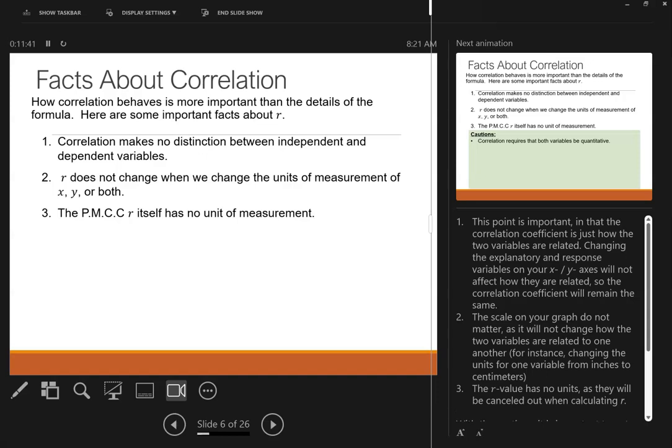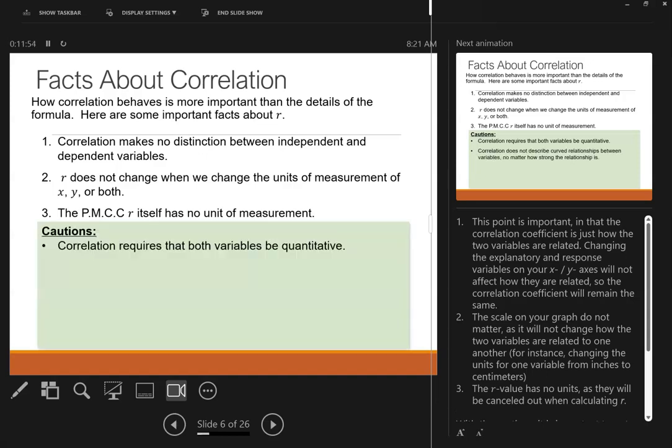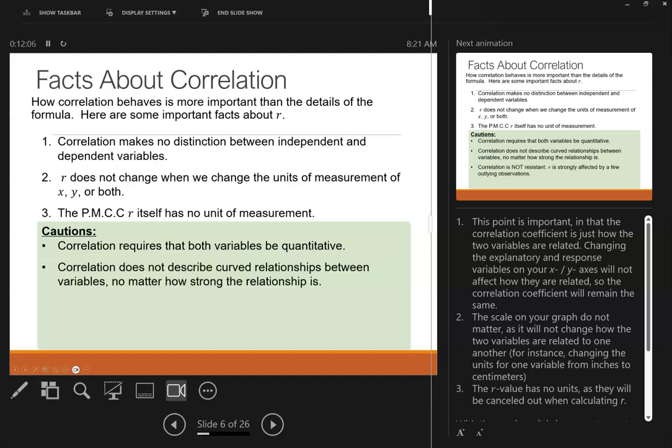The number R has no unit attached to it. It's just a number. It's a statistic. So it's not a percentage. It's not feet. It's not inches. It's not pounds. It's just a number. And just as a reminder, we can only do this if our variables are quantitative, meaning they're numeric.